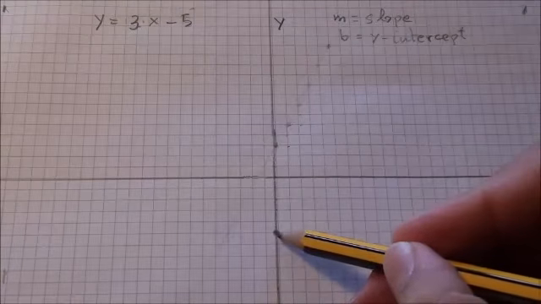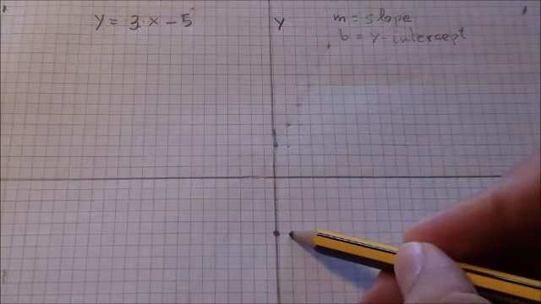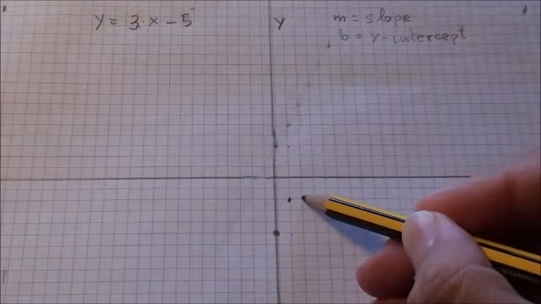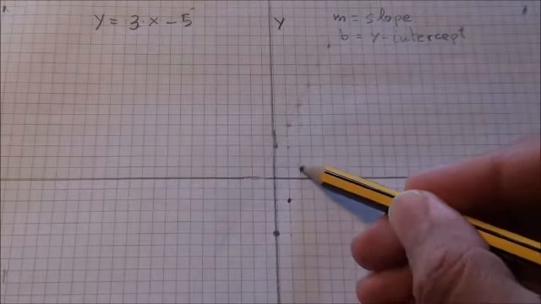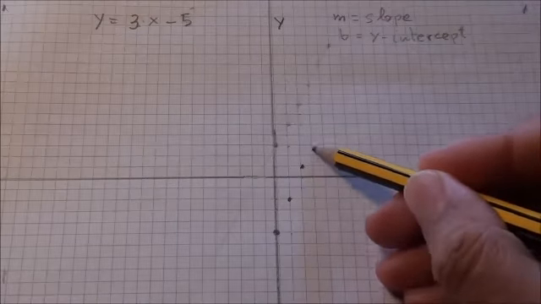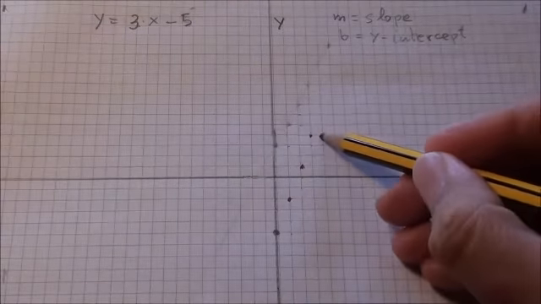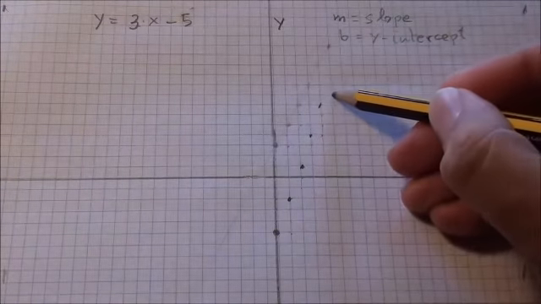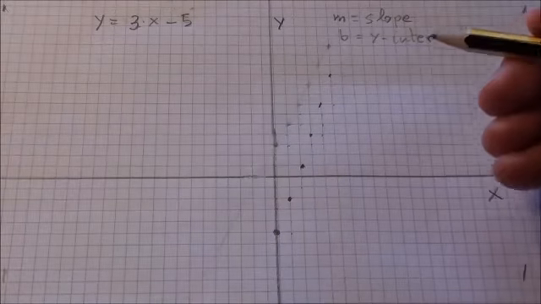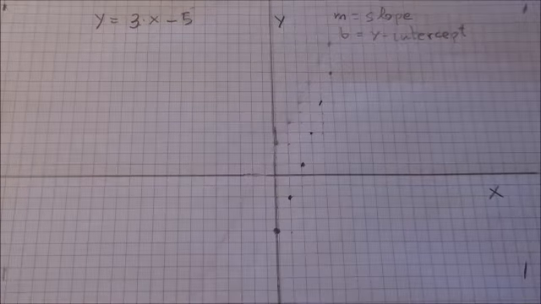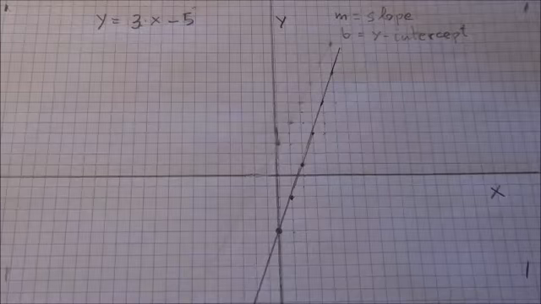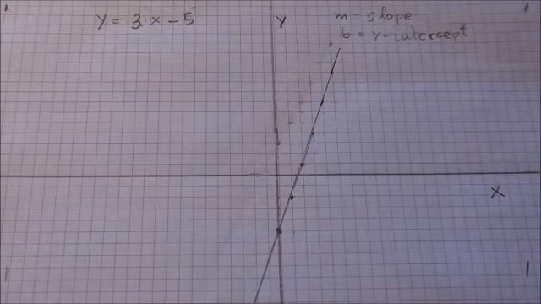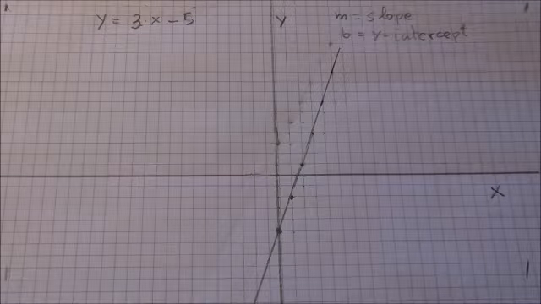It's 3, so that means that for each unit we go forward, we go up 3 units. 1 forward, 1, 2, 3 up. 1 forward, 1, 2, 3 up. Let's connect the dots. And here's the line.